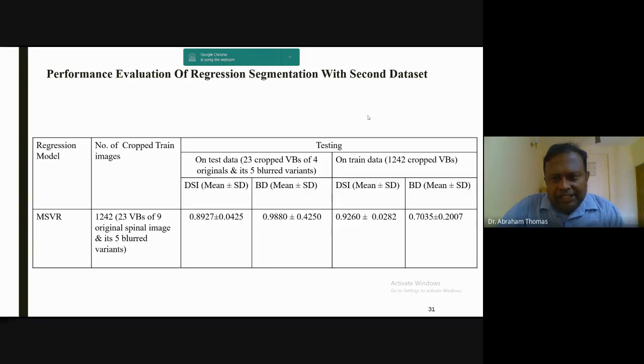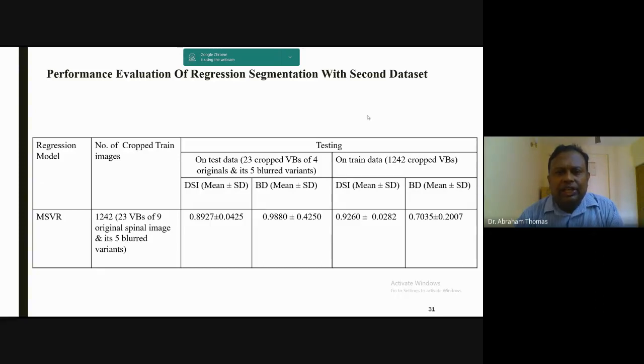And when the testing was done on the trained data, that is the same 1,242 cropped vertebrae, the dissimilarity index was 0.9260 plus minus 0.0282, and the boundary distance was 0.7035 plus minus 0.2007. That 0.207 is the standard deviation.